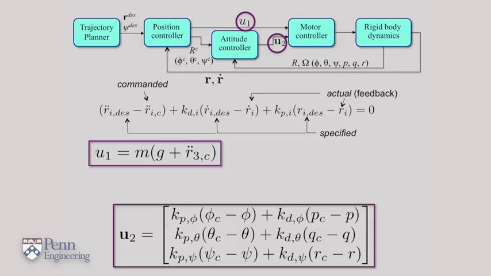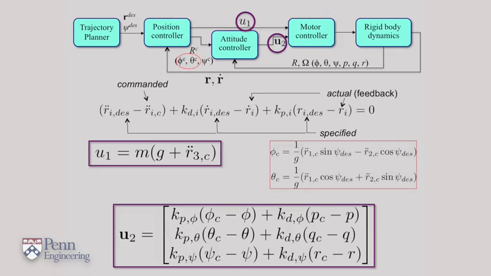The only thing that's left now is to determine the commanded roll, pitch, and yaw. We do that using the linearized equations. If I know what the commanded acceleration needs to be in the x and y direction, I can calculate the roll and pitch angles and their derivatives. And similarly, I can determine the commanded yaw angles.